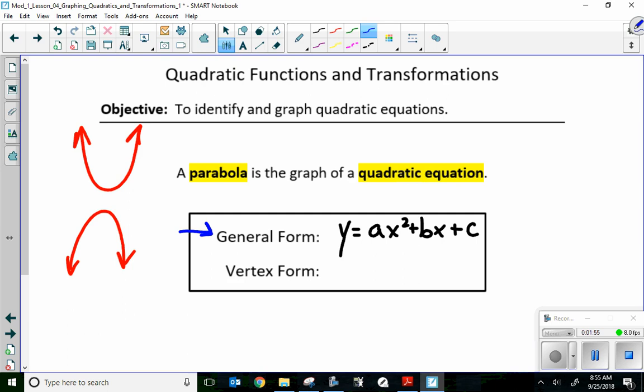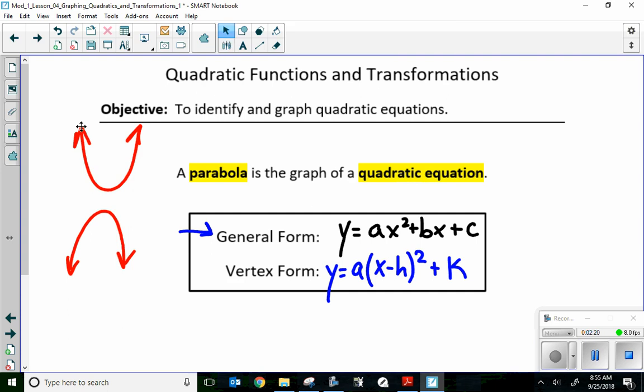And the vertex form goes as follows. y equals a times (x minus h) squared plus k. Now, what freaks people out? Well, we have an a in both of them. We have an x and a y in both of them. But now there's this h, there's parentheses, there's a k. Freaks people out. But the whole basis of this new equation is the word vertex.